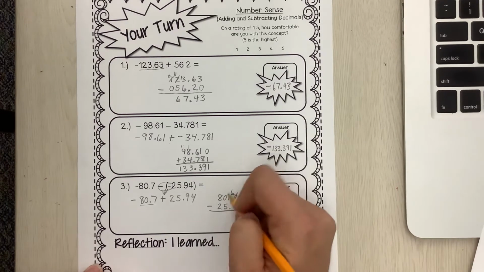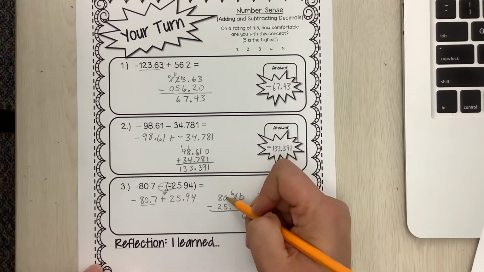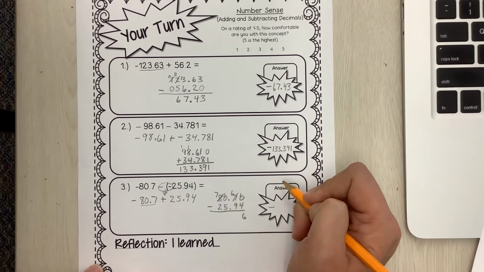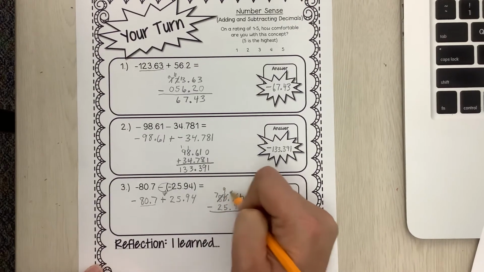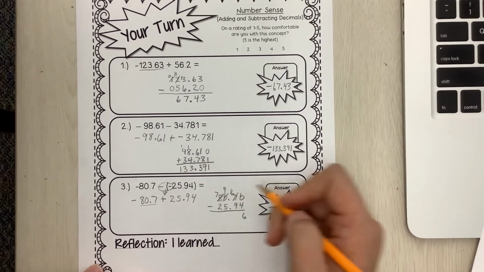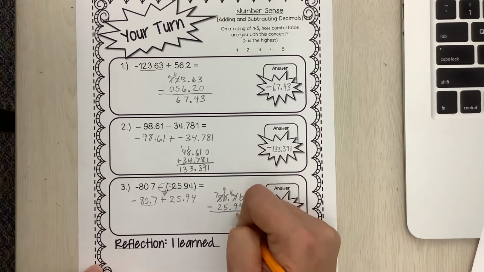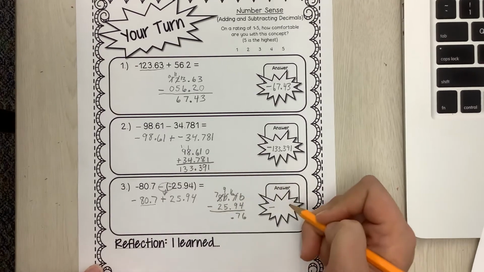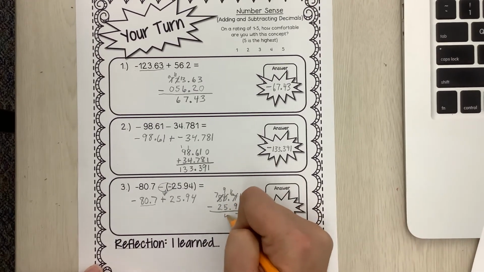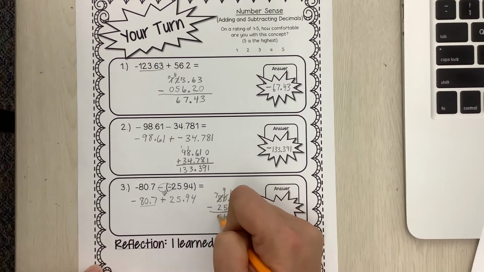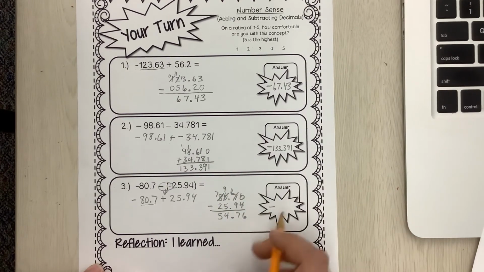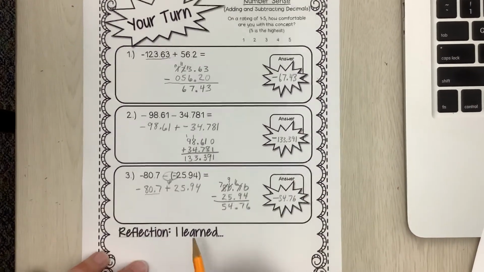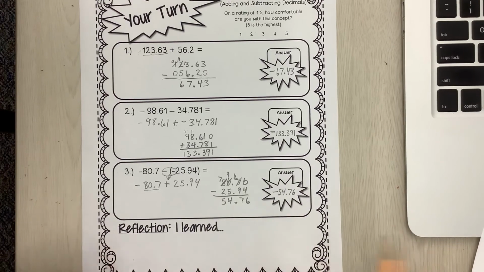Now we can't do 6 minus 9, so can we borrow from 0? No, so we're going to have to go over to the 8, make it a 7, bring 10 over, make it a 10. Now we're going to take from that 10, make it a 9, bring 10 over, and now we've got 16. Lots of steps there. 16 minus 9 is 7. And then we're going to bring down the decimal so we don't forget it. 9 minus 5 is 4. 7 minus 2 is 5. And again, we've already got the negative, so it's negative 54.76. Okay, so go ahead and try that reflection there and then keep going on your practice.